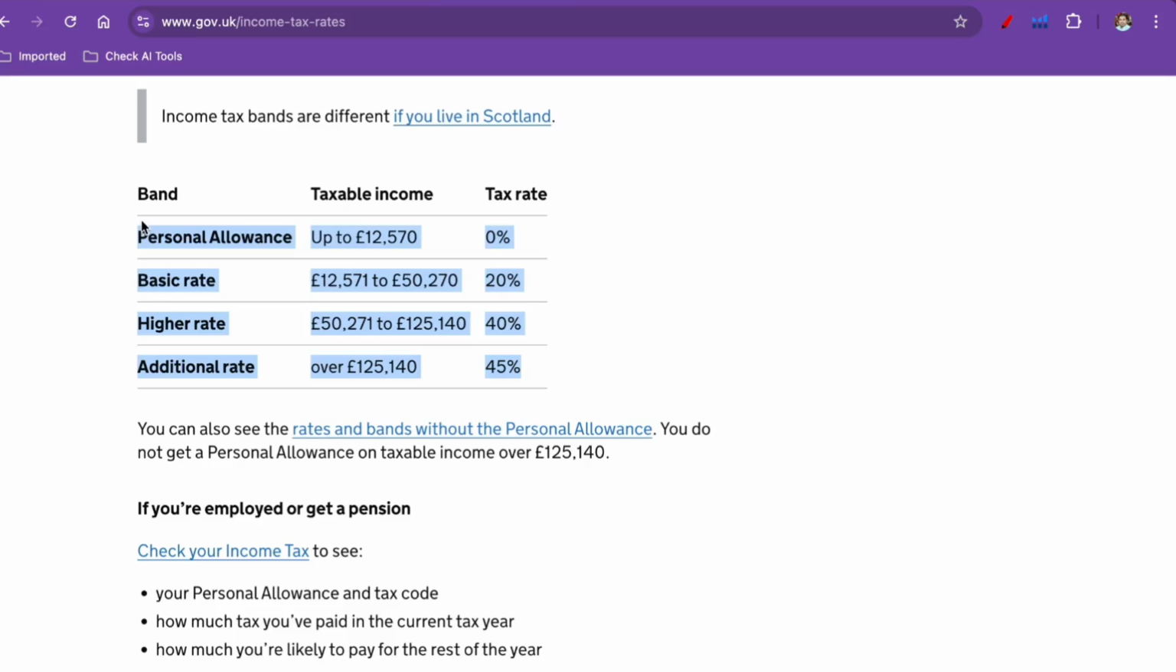I normally recommend getting an accountant for that, but this is just to give you a general idea so you will know how much tax it is going to be.